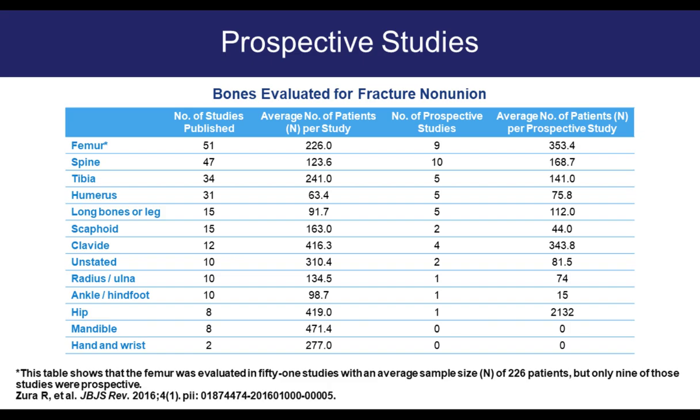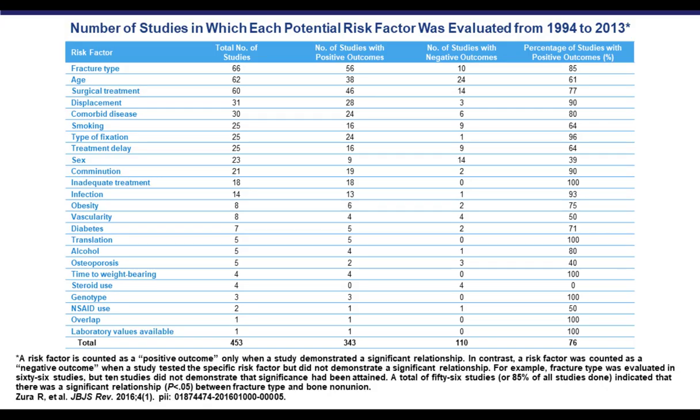Now we're going to look at an even busier slide. This is the number of studies in which each potential risk factor was evaluated, again from those years 94 to 2013. You can pick your favorite factor on the left. If you just go down two levels to age, you'll see there are 62 studies that looked at age and non-union.